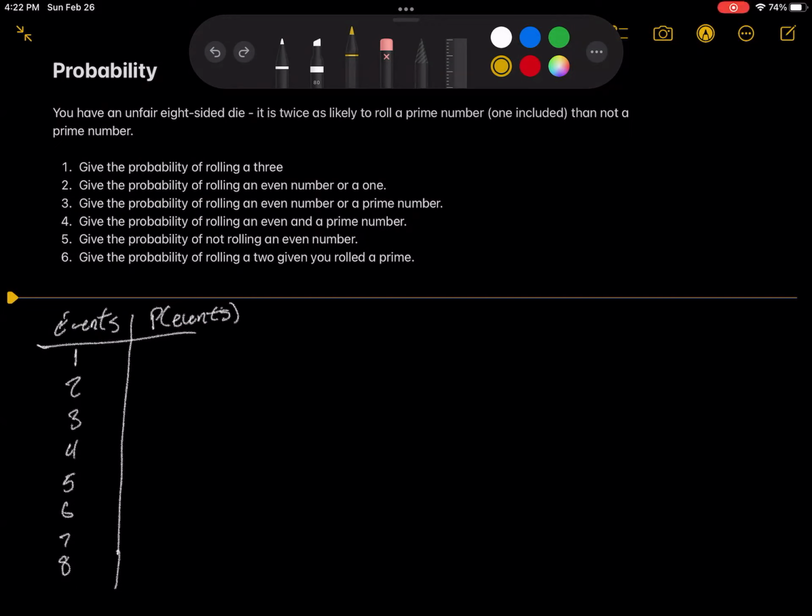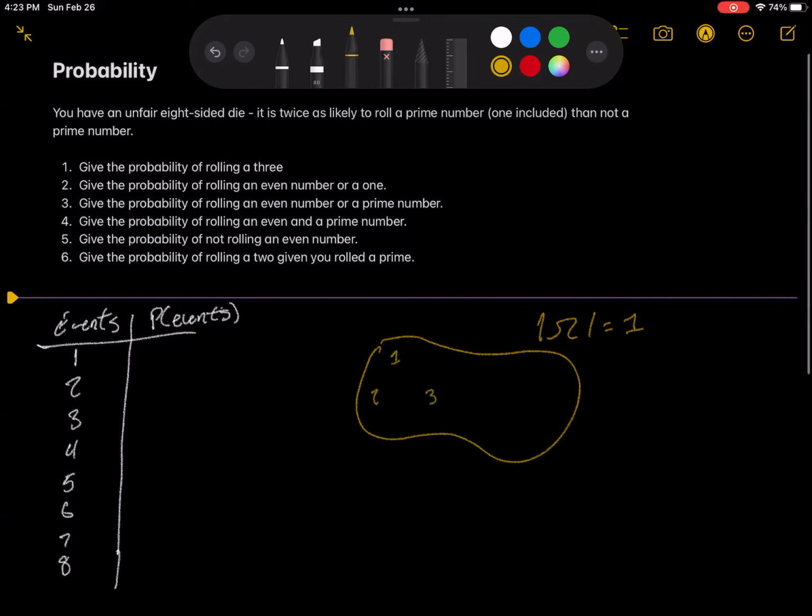Well, actually, before we jump into the questions, I need to know how the die is unfair. I need to find the probability of a 1, 2, 3, 4, 5, 6, 7, 8. If I have that probability space, omega, I know the size of omega is equal to 1. And a prime number is twice as likely. So let's say there's a 1, 2, 3, 4, 5, 6, 7, 8. Those are my 8 different options.